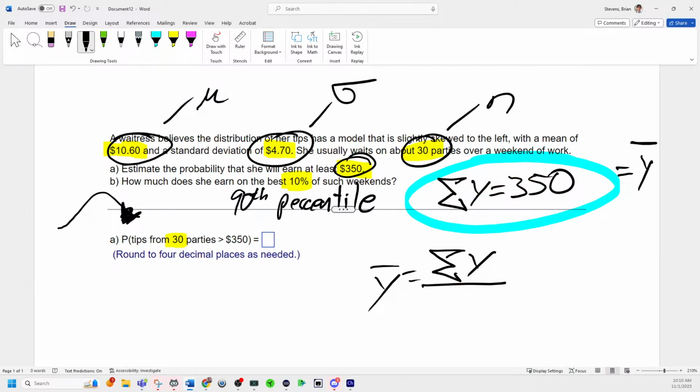So this is on average for 30 tables because we have the sum of the tips. And then we have right here, this would be 11.6 repeating. So that is what we get for the sample mean. So think about this. To make $350, she would have to average at least 11.666 repeating dollars to make that amount of money. But here's what we need to do.